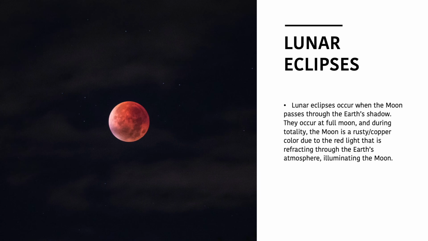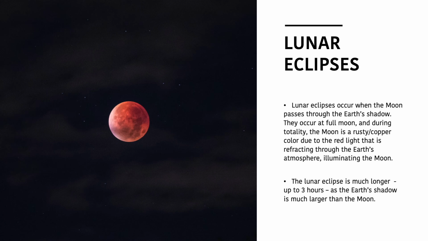atmosphere, illuminating the moon. And the duration of a lunar eclipse is actually much longer than that of the solar eclipse. It's up to about 3 hours. And this is because the Earth's shadow is actually much larger than the moon, so it has to pass through the entirety of the Earth's shadow during the period of time in which it's eclipsed.